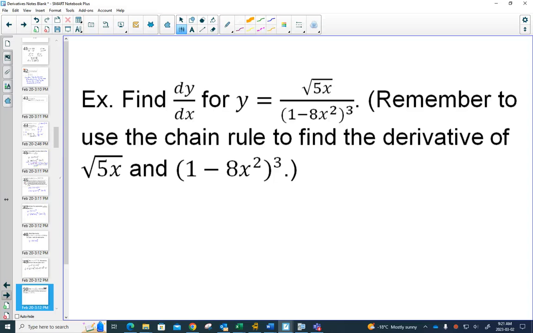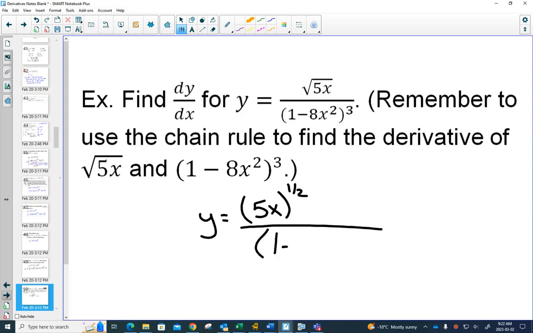Whew. So again, I'm going to take some time to change that square root. We have chain rules for the top and for the bottom.